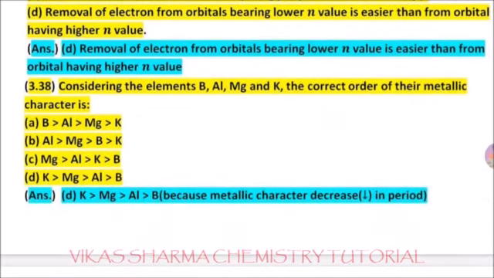3.38: Considering the elements boron, aluminium, magnesium and potassium, the correct order of their metallic character is. Students, the correct order is option D: potassium is greater than magnesium, magnesium is greater than aluminium, and aluminium is greater than boron, because metallic character decreases in a period. When we move from left to right, metallic character decreases, because non-metallic character is found at the extreme right. So option D is correct.